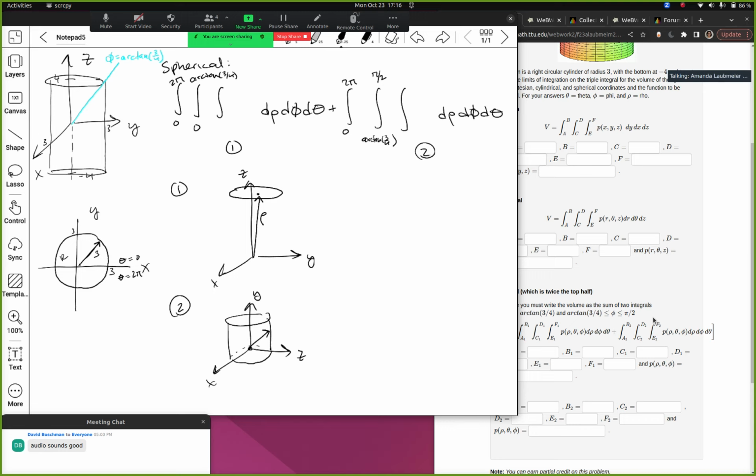Okay. So we can just write down in Cartesian coordinates what we know about either of these regions, this one or that one. So for part 1, what we really know is that z is 4. And then for part 2, we know that x squared plus y squared is equal to 9.